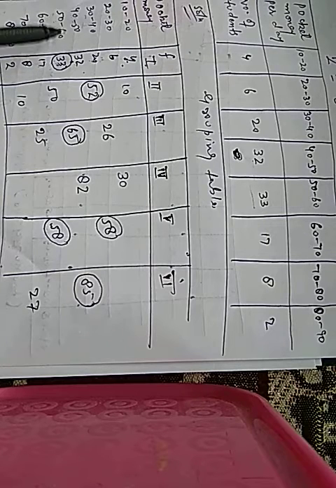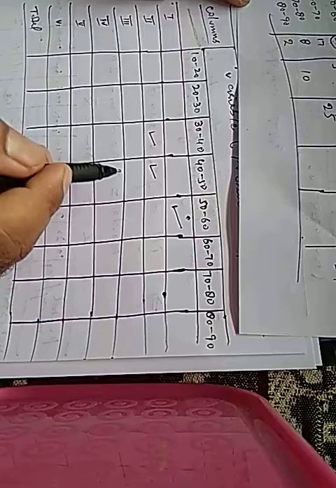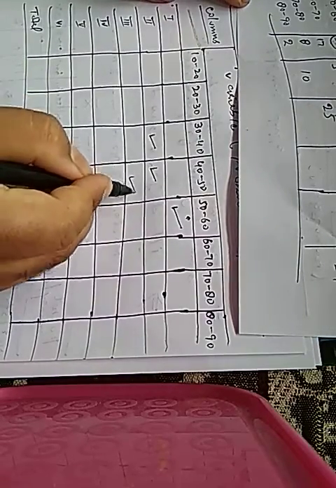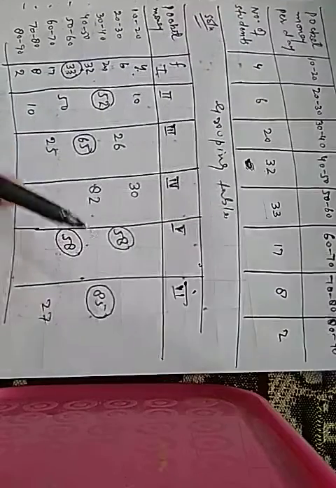Therefore, we have to tick mark for these two class intervals, 40 to 50 and 50 to 60, in the third column. In the fourth column, the highest frequency is 82, and this is the addition of these three frequencies, 20, 32 and 33.